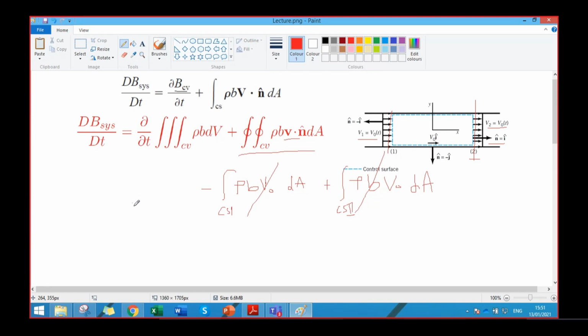Is it clear? Yes. So the only term that would be governing the control volume change would be the first term, this unsteady term, the local term, right?